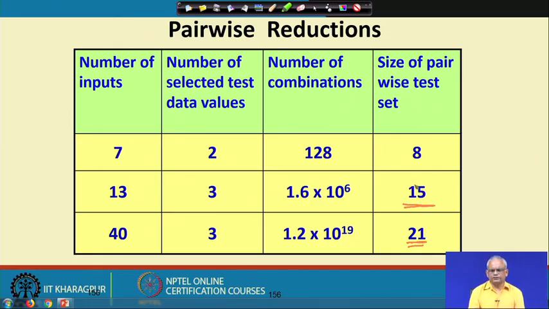So, the point that I am trying to convey through this table is that the reduction in the number of test cases is significant, is dramatic, in pairwise testing over a combinatorial test case design like the decision table.